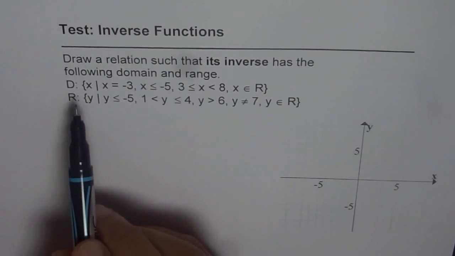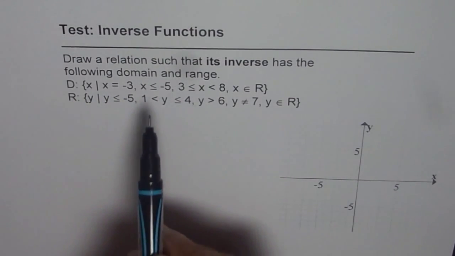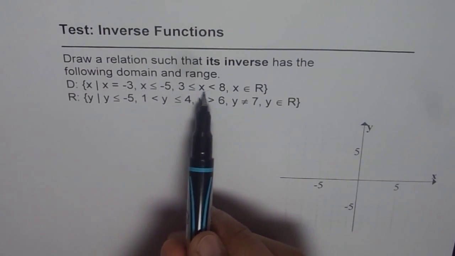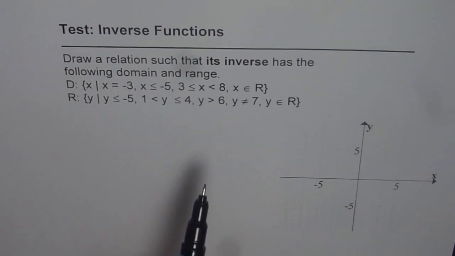Domain is x such that x is equal to -3, x is less than or equal to -5, x is greater than or equal to 3 and less than 8, and x belongs to real numbers. So that is the domain of its inverse.